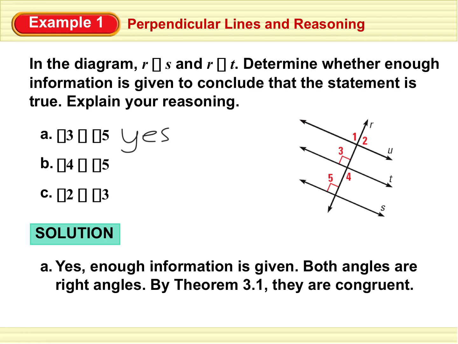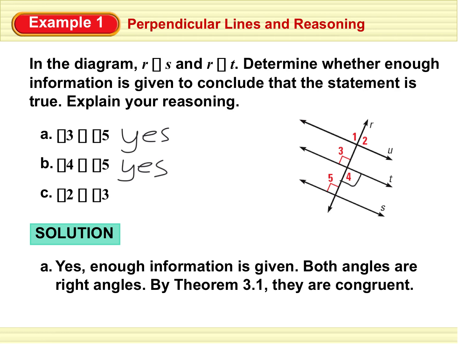B, 4 and 5, are those congruent? Yes, because they're both 90 degrees. How do you know? Because 4 is vertical to 3. Yep, you can assume 4 is also 90 because R and T are perpendicular to each other, and 4 is vertical to 3. So remember, vertical angles are equal to each other. So you can assume 4 is also a right angle. So since 4 is a right angle and 5 is a right angle, those are congruent.